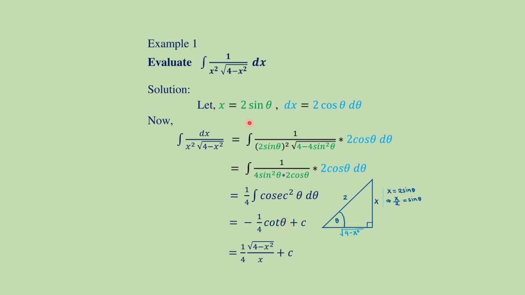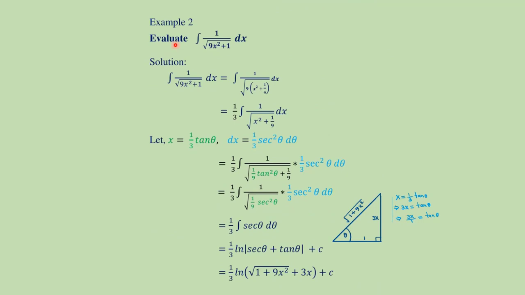Now we have to go back to our original variable x. Now if x equals to 2 sin theta, then x over 2 is sin theta. Now if you draw a right angle triangle, then sin theta means opposite over hypotenuse. So opposite is x and hypotenuse is 2. Now if you use Pythagorean theorem, then you will get the adjacent as square root of 4 minus x square. Cot theta equals to adjacent over opposite. So cot theta would be square root of 4 minus x square over x plus c.